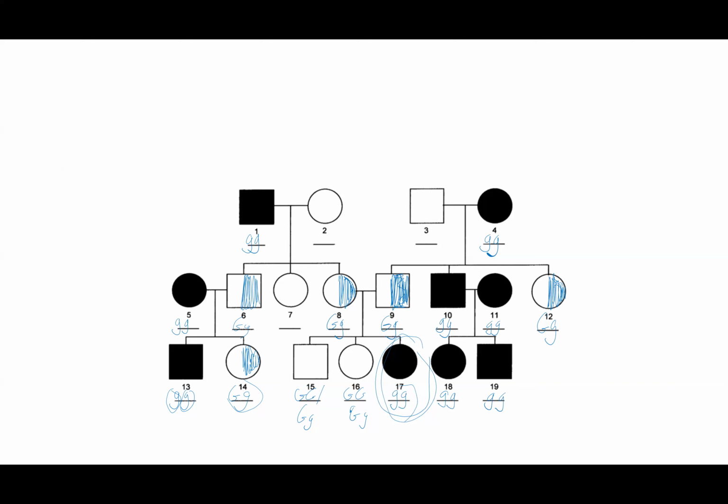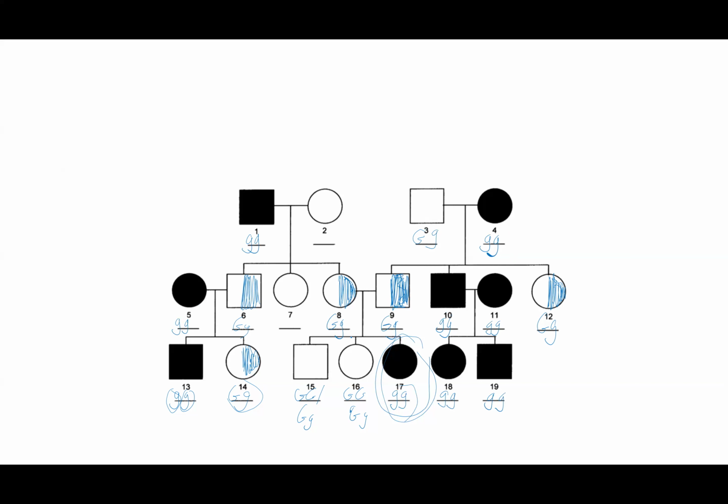What do we know about the dad? He has to have a big G, right? And what else does he have to have? Little g, I know because this kid is little g, little g. One little g from mom, the other one had to come from dad.